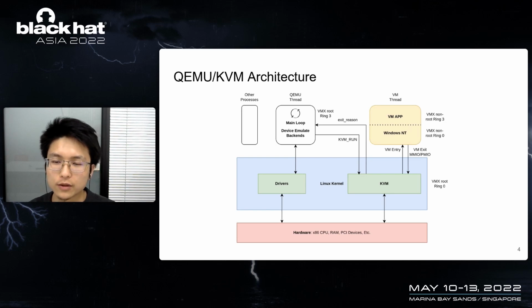The virtual machine and QEMU run in separate threads. With the help of KVM, the guest OS can execute most of its instructions directly on the host CPU. But when it tries privileged operations like port mapped I/O or memory mapped I/O, it will trap into KVM. KVM will decide how to handle those VM exits. Most of the time, KVM will return to QEMU and tell it why the VM exited. QEMU will then emulate the corresponding devices.